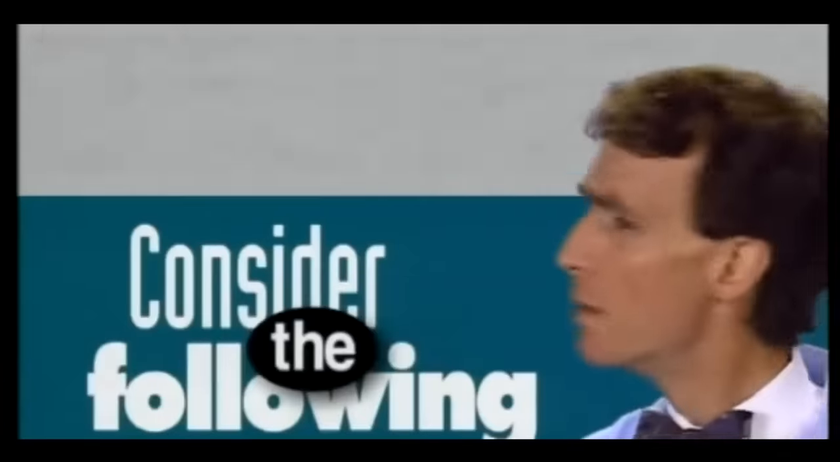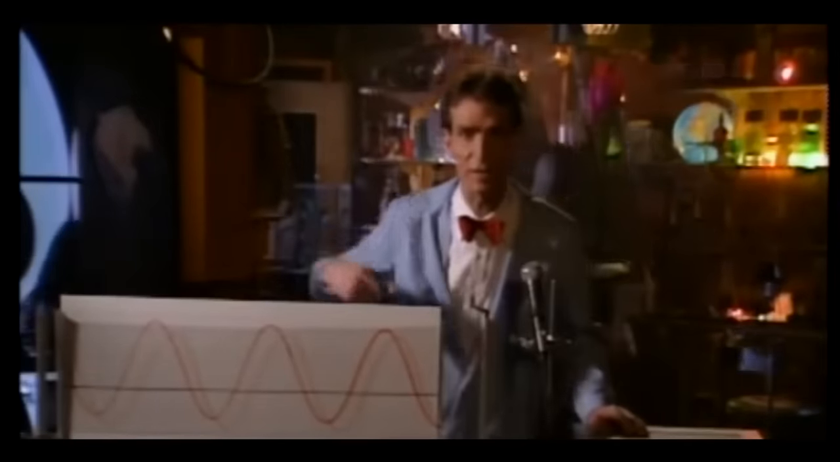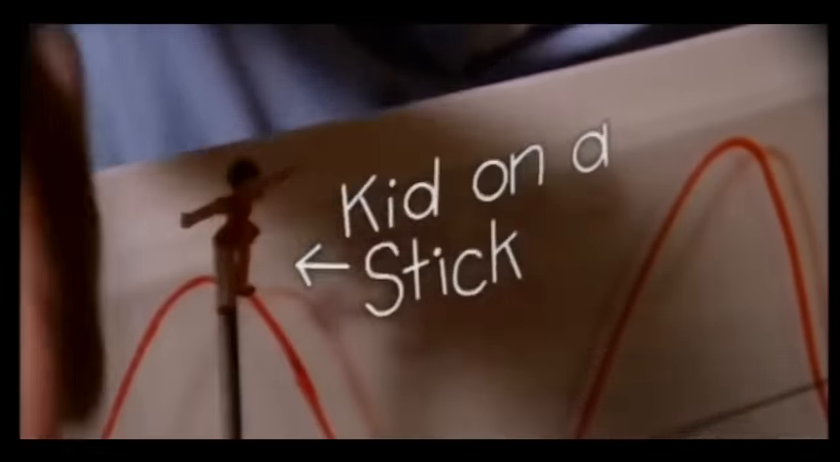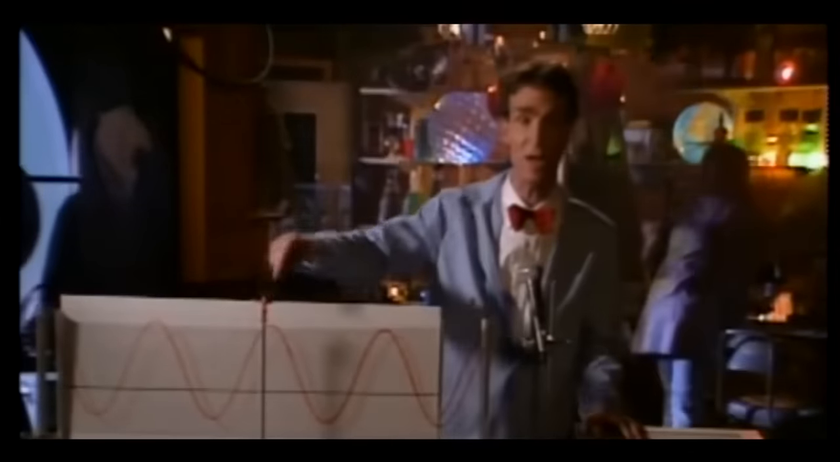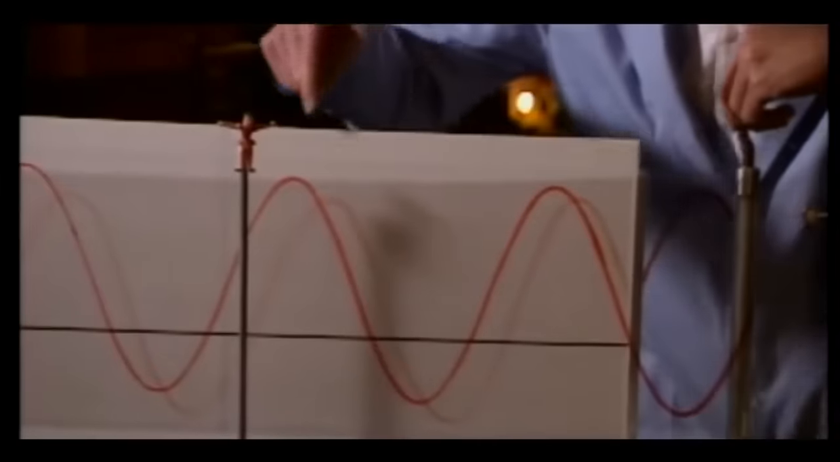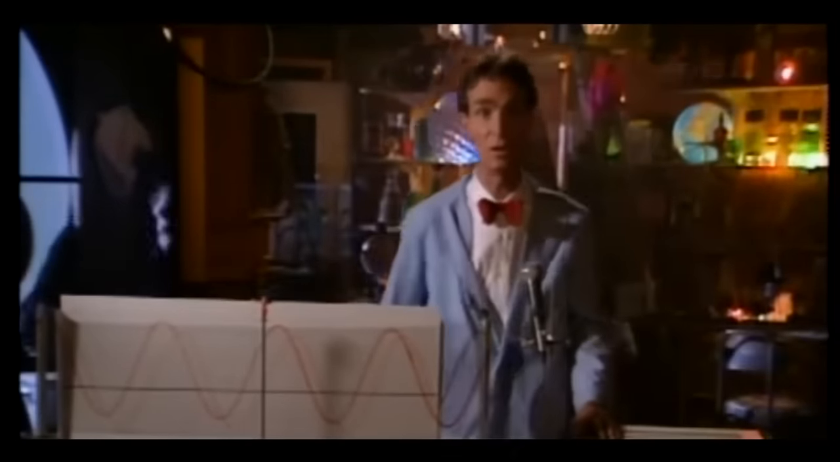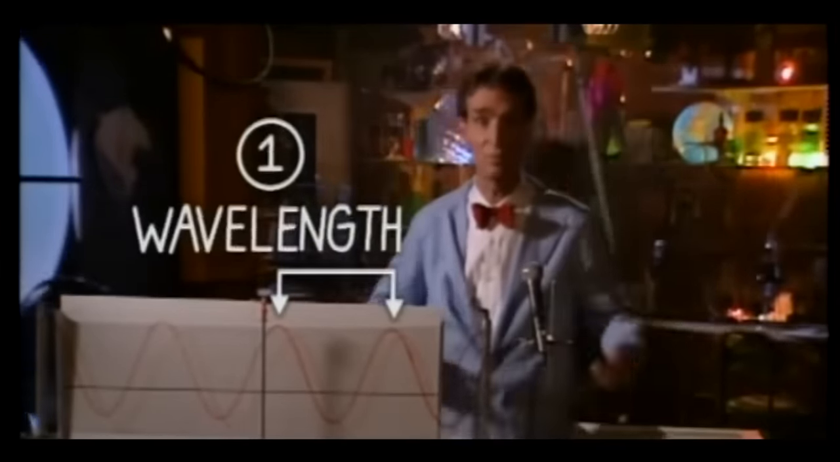If waves all look alike, how can we tell them apart? Well, please consider the following. If waves are nice and even like these, we can't really tell them apart unless we stand in one place. This is our observer kid on a stick. Hi, Bill. And where she is, she can see the top of one wave. Then as the waves go by, she can see the top of the next wave. Now, the distance from here to here, the length, is called the wavelength. That's what we call it, the wavelength.